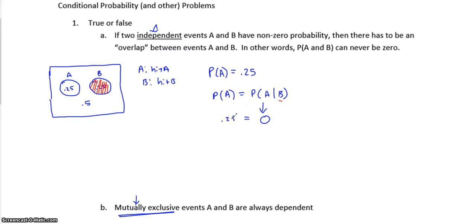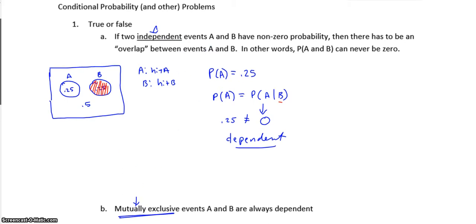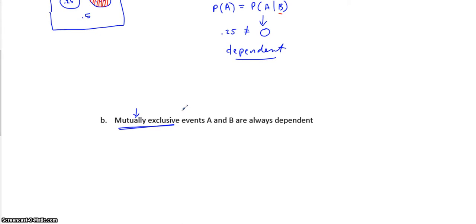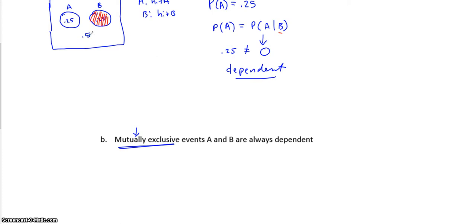Well, that does not equal 0.25. So this situation is dependent. And so we've just shown that any mutually exclusive situation is going to be dependent. So two independent events has to have an overlap. Let's think about B. Really, we've done B here too, that mutually exclusive events A and B are always dependent. We've just really shown that up here.